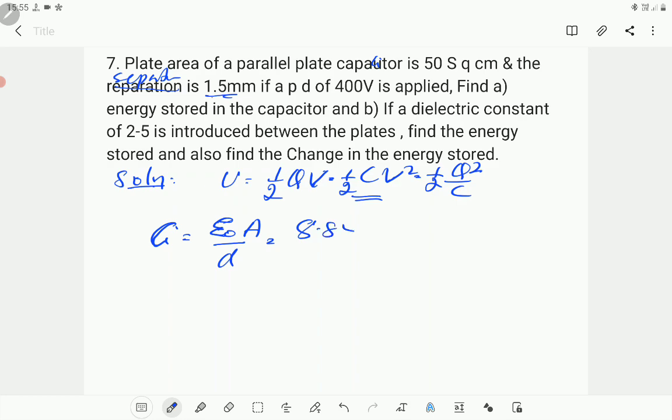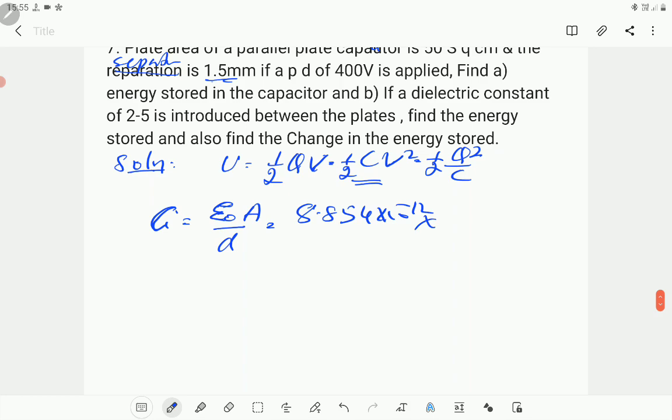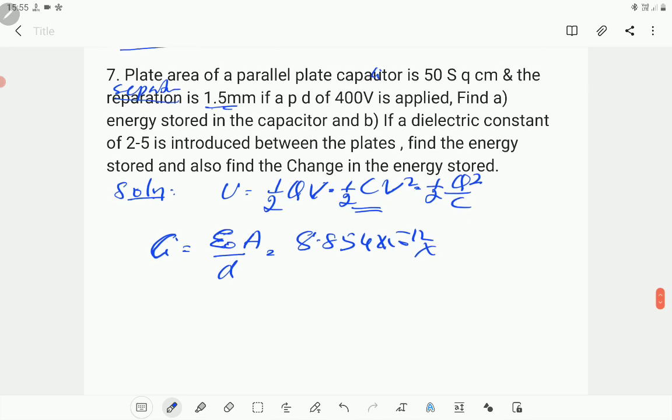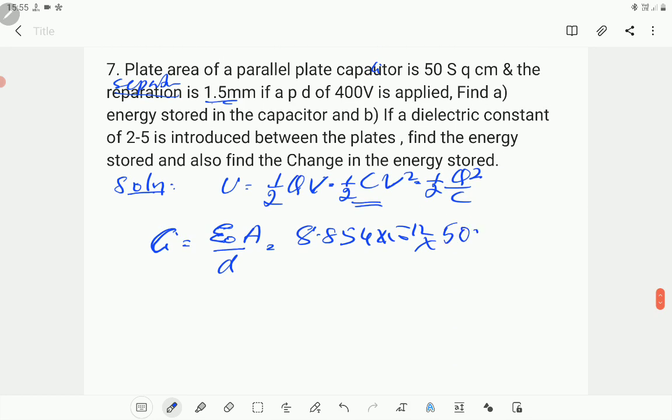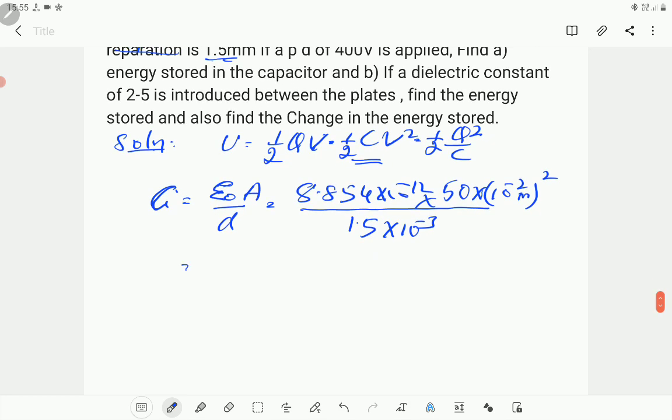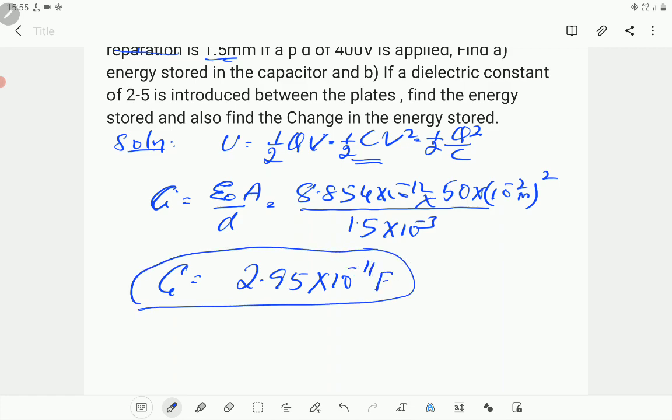So 8.854 10 to the power minus 12 into what is the value of A, area? Area he says 50 square centimeter. 50 10 to the power minus 2 meter whole square, divided by separation between them 1.5 mm, 10 power minus 3 meter. And if you find the value of capacitance, I have done it for you. You try it once again. 2.95 10 to the power minus 11 farad. This is the value of capacitance.